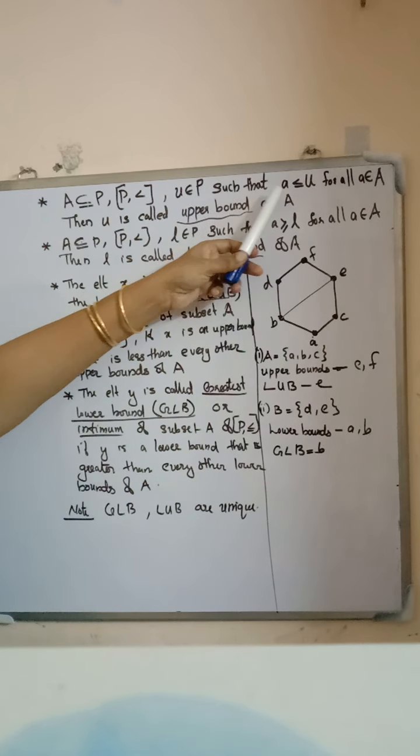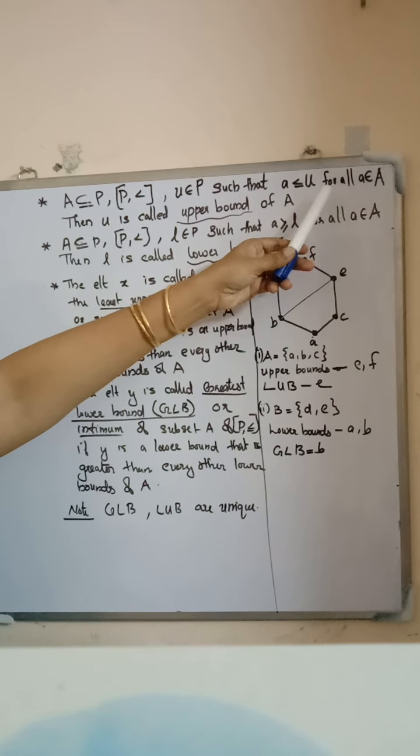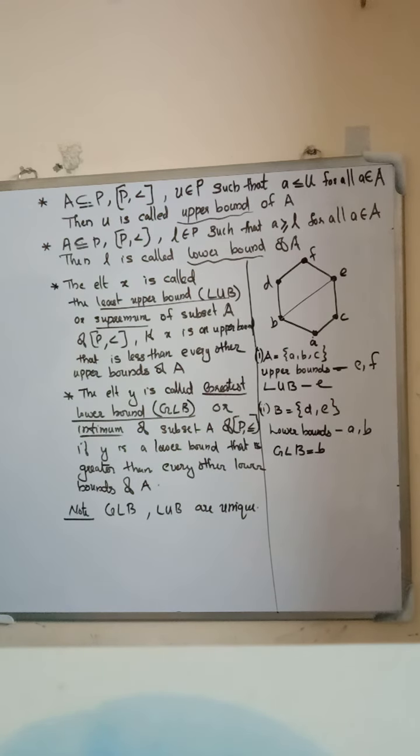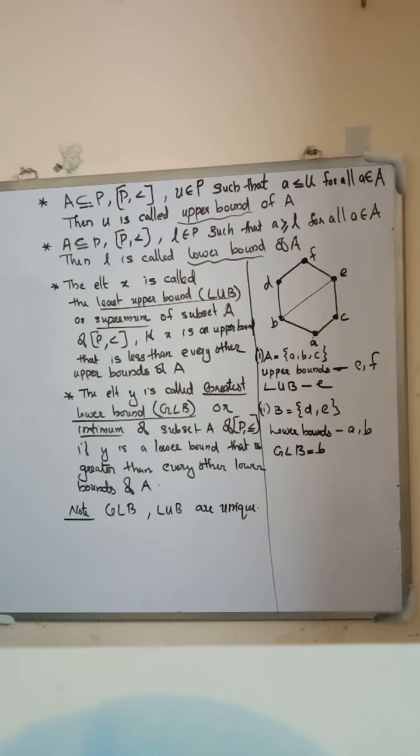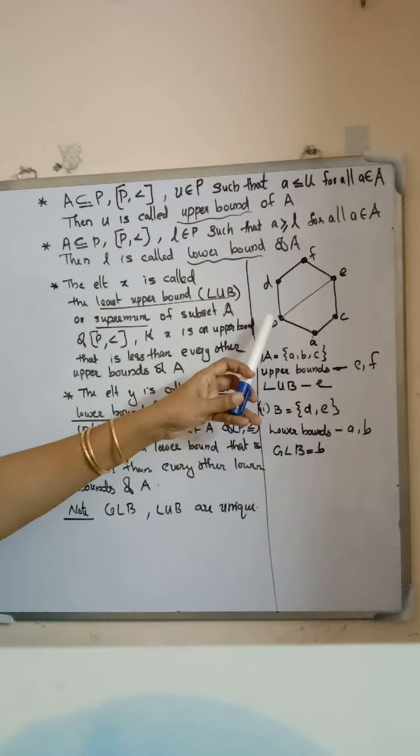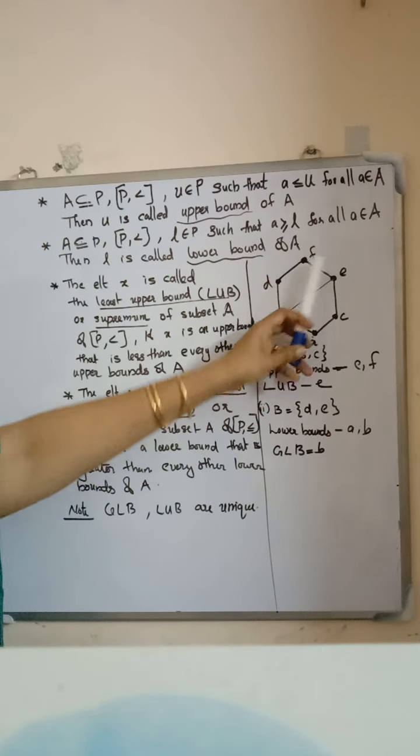Such that a is less than or equal to U for all a belonging to A. That is, we get an element U in P such that all the elements in A are less than or equal to that U. Then that particular element in P is called an upper bound of A. Consider this Hasse diagram, and consider here in this poset A, B, C, D, E, F are the elements.